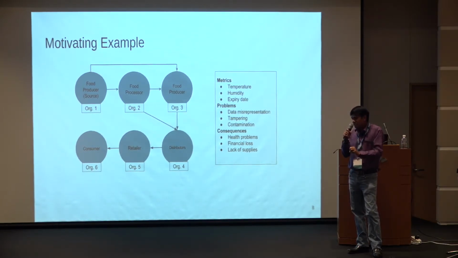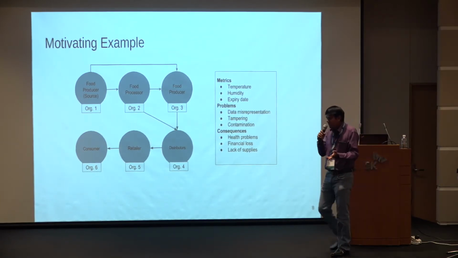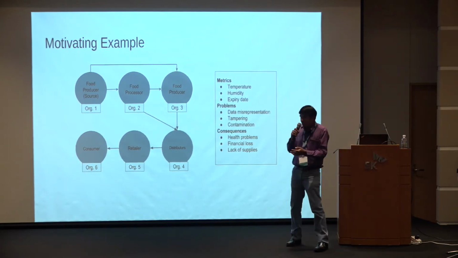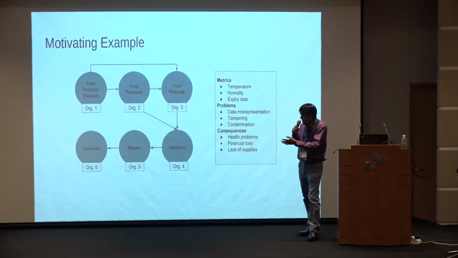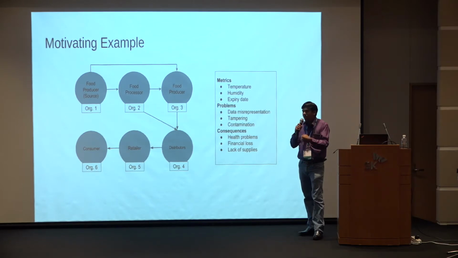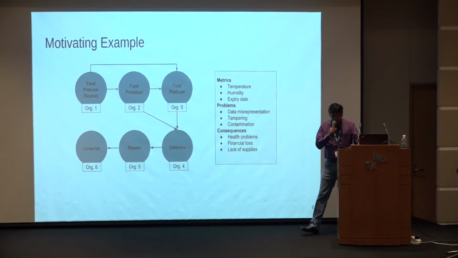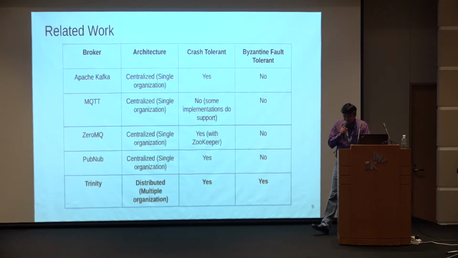If you follow the centralized model, there is a possibility that the entity that committed a mistake may collude with the broker owner and misrepresent, mishandle, or tamper with the data to hide the truth from being visible. So that is the problem in the centralized model. But if you have a distributed model, you can have all these organizations play a key role in the handling of information. That is where we are heading with Trinity.